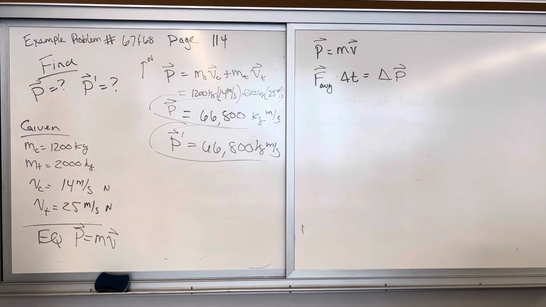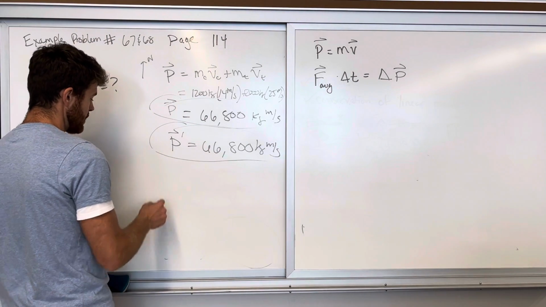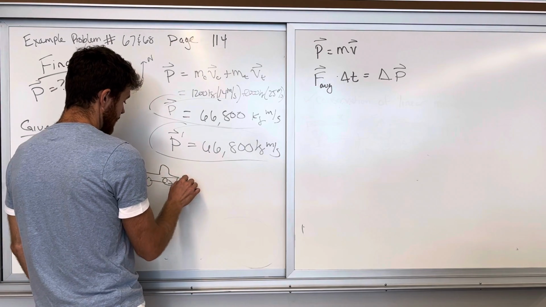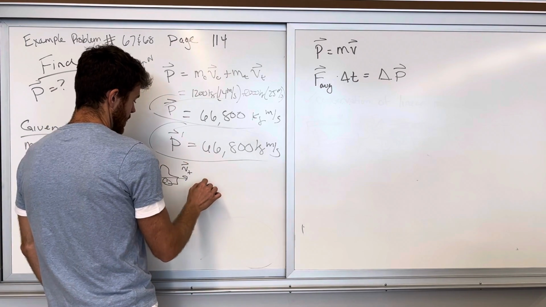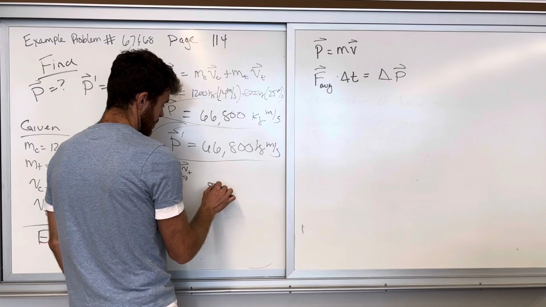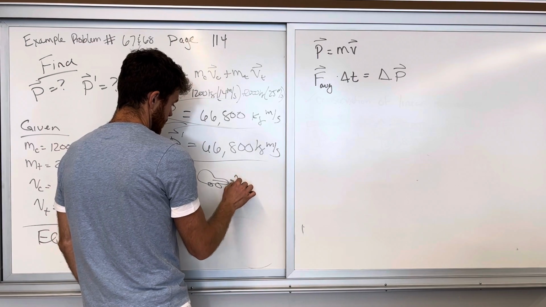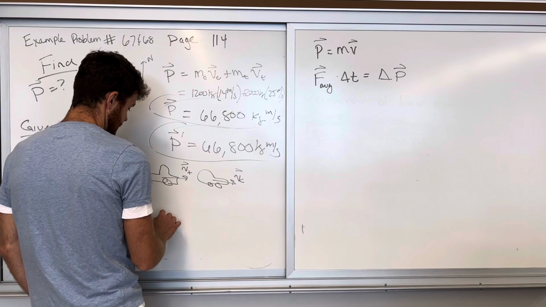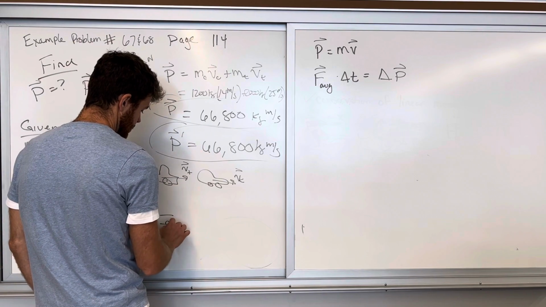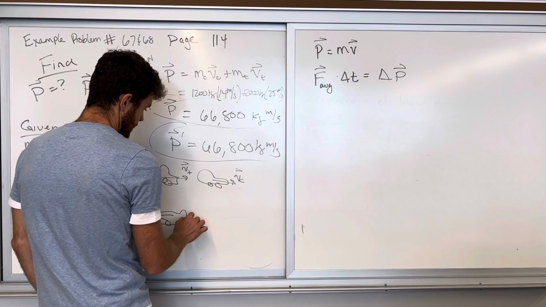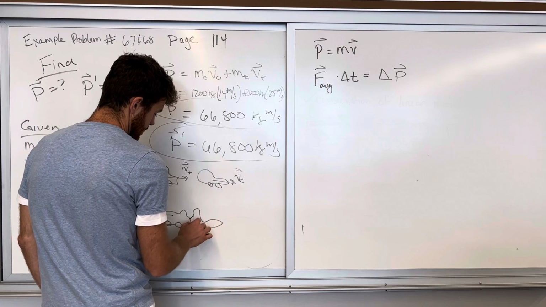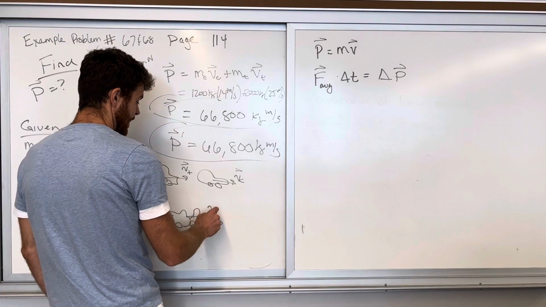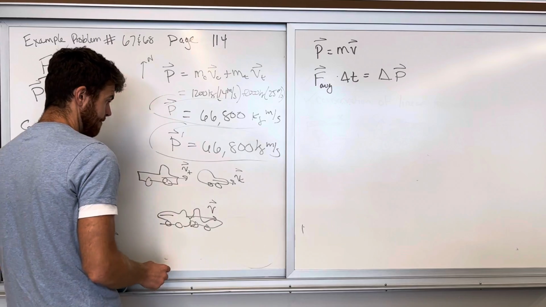Question 68 asks: if the truck and the car in exercise 67 lock bumpers and stick together, what is their speed immediately after the collision? Well, here we have the truck and then the car. That's before the collision. After the collision, you have these, which are terribly drawn: the car and the truck stuck together, moving at some combined velocity.